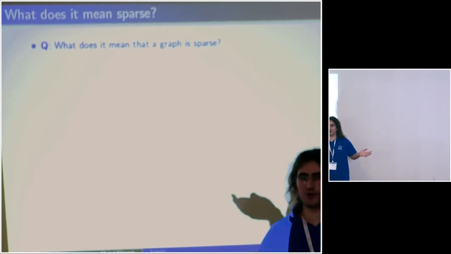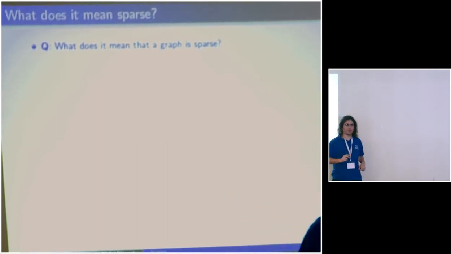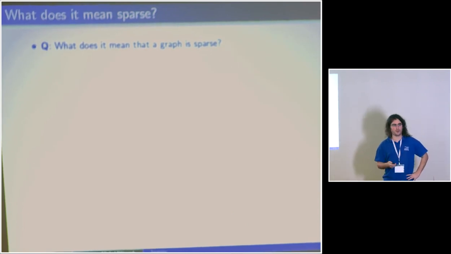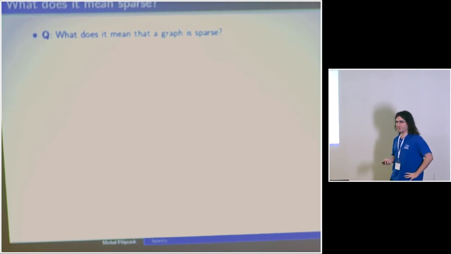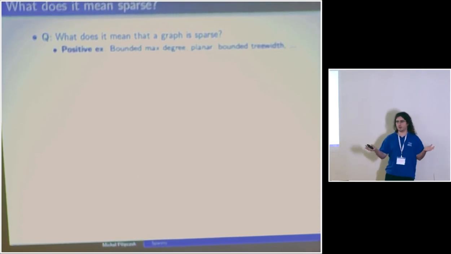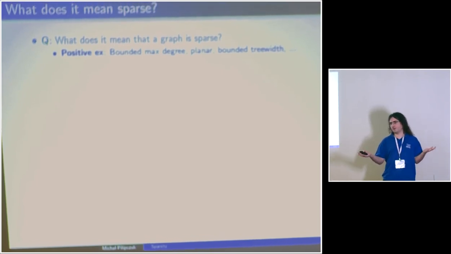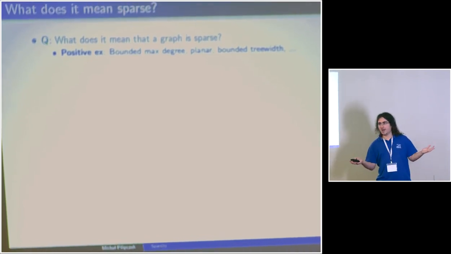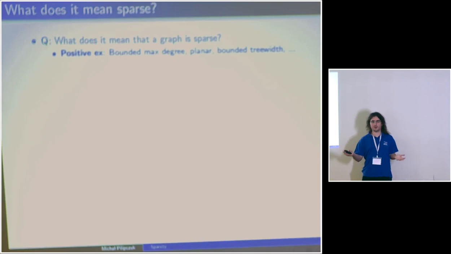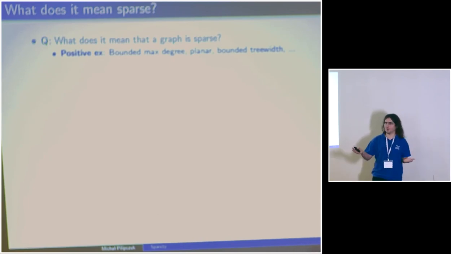What does it mean that a graph is sparse? Let's start with a machine learning definition. Let's give some positive examples and some negative examples of sparse graph classes. For example, if a graph has maximum degree bounded by a constant, it should be rather sparse, right? Planar graphs are also sparse, sort of. You know the theorem that a planar graph on n vertices has at most 3n edges. So this looks like sparsity.